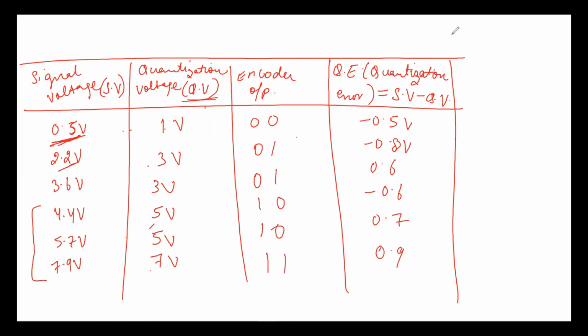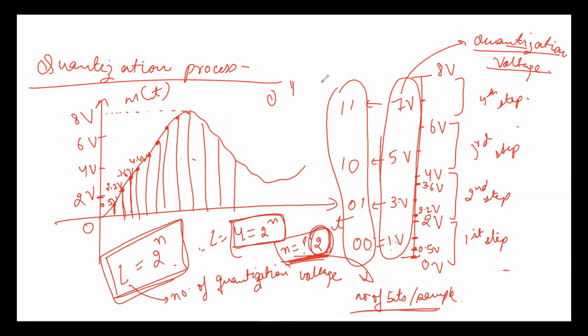Okay, please explain the encoder output again. Okay, so this encoder output, see, this one simple I have written. For 1 volt, we have encoded it to 00. What is the decimal value of 00? It will be 0. What is the decimal value of 01? It will be 1. What is the decimal value of 10? It will be 2.